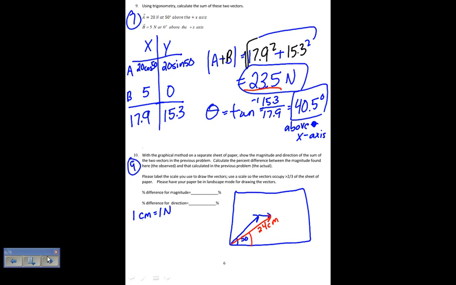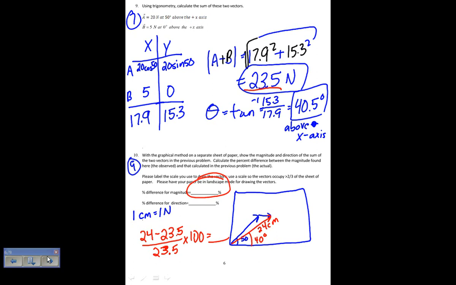And then I should find this angle to be approximately 40 degrees, because that's what I found in number 9. But you should measure them with your ruler and the protractor to get that. And so let's say I found it to be 24 centimeters for the magnitude. To find the percent difference, I say 24 minus 23.5 divided by 23.5 times 100 gives me my percent difference. And that's going to be the value that I put up here.